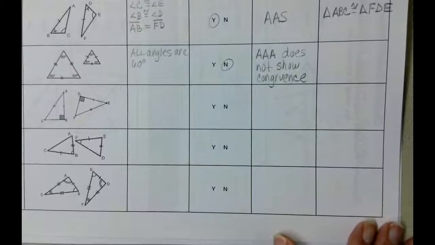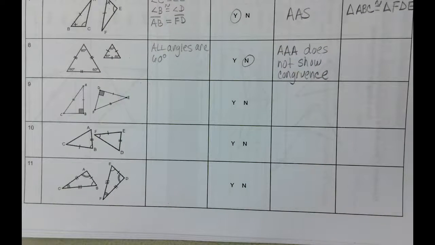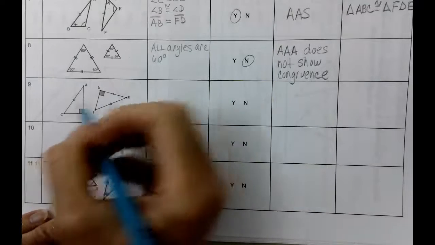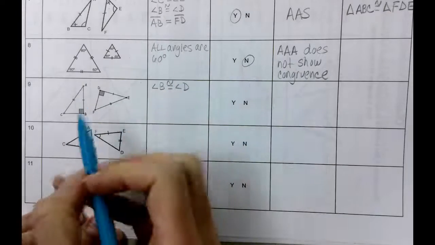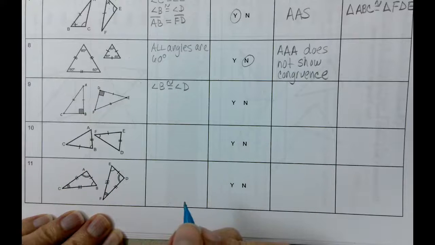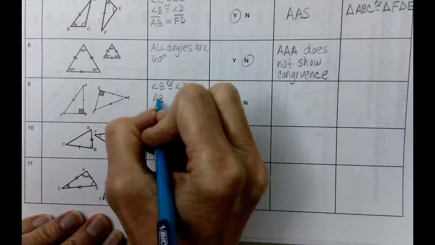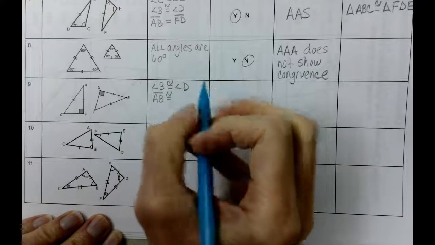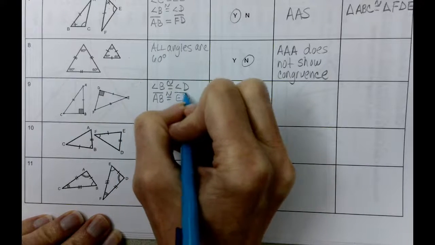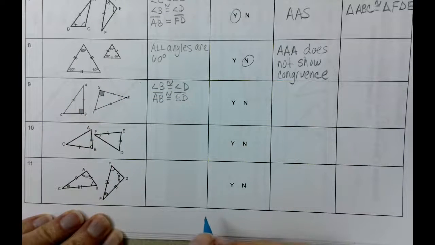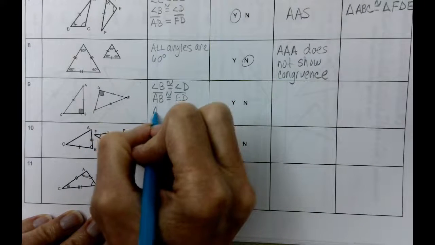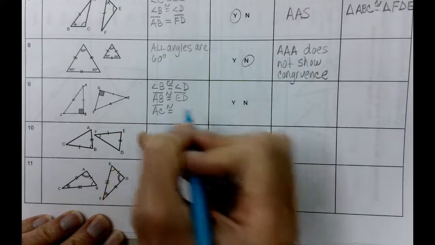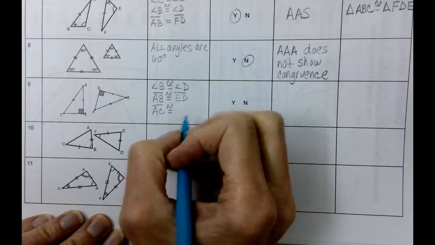If we look at problem number 9 here, what we see is that angle B is congruent to angle D, and I will just note that those are right angles. That may or may not be important. We also know that side AB is congruent to side ED because they have the one tick mark. And then our other piece of information is that AC is congruent to EF.